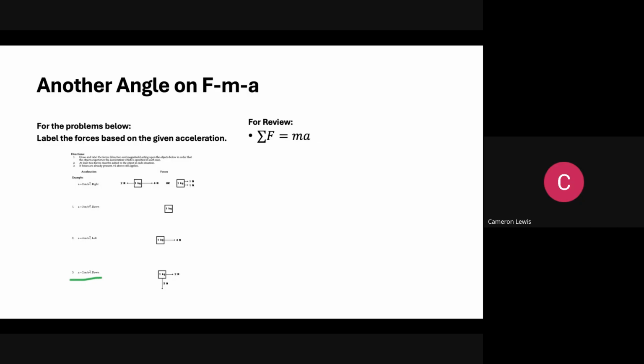Okay. So we need to recreate this situation over here. Now we have an object that has an acceleration of 2 meters per second squared going in the down direction. And we're starting off with 3 newtons going down and 2 newtons going to the right. So what forces would you add? Go ahead.